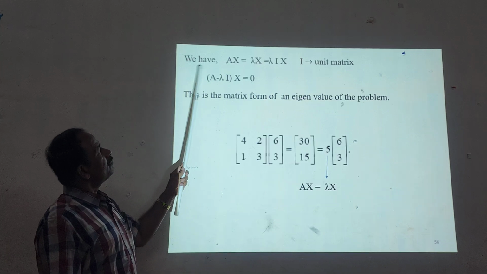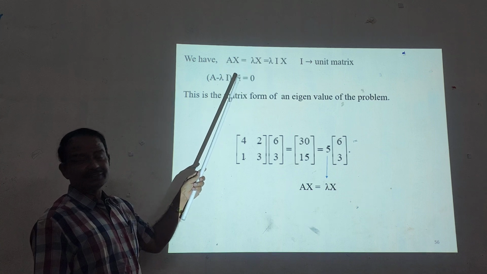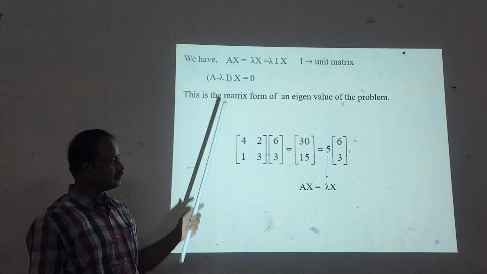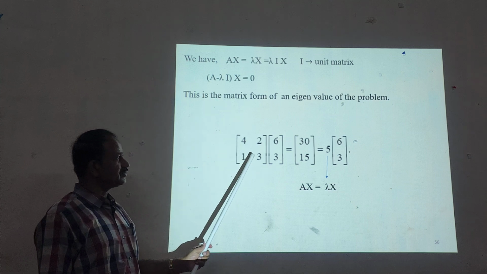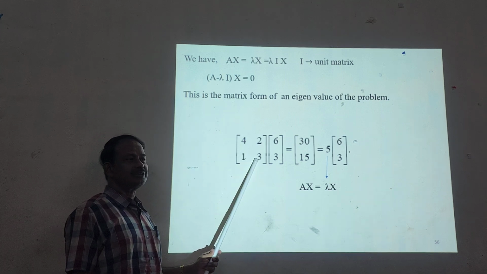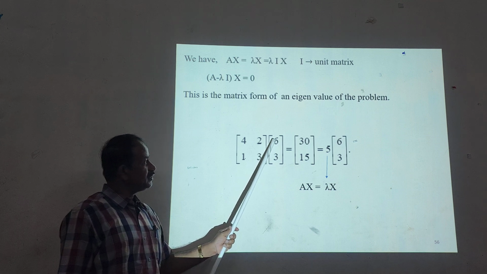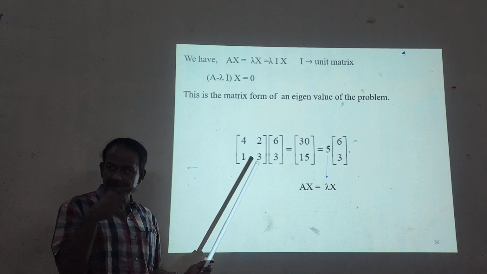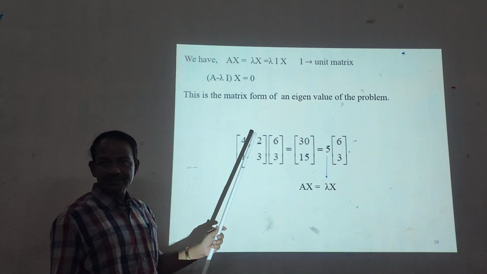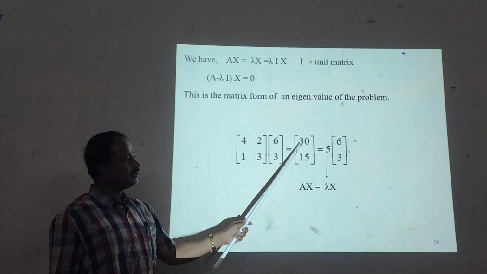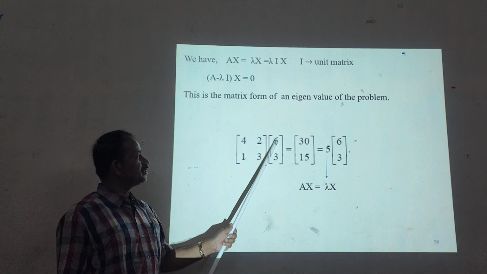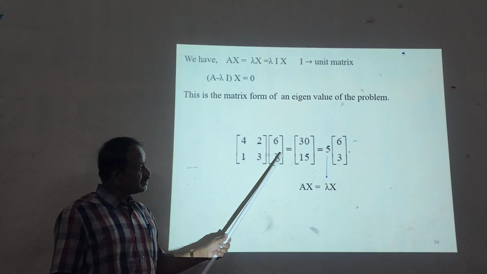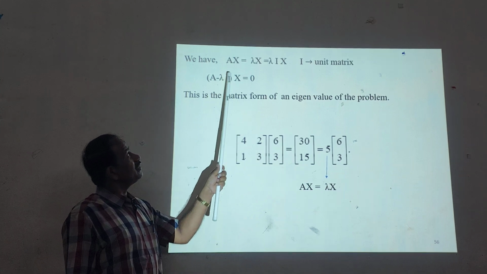For example, we have Ax equal to lambda x. As I said, this is an eigenvalue equation. So you can also write it as A minus lambda I times x equal to 0. Now, for example, take a matrix A, 4, 2, 1, 3, and this eigenvector 6, 3. Now you have matrix multiplication: 4 multiplied by 6 plus 2 multiplied by 3 will give you 30. Similarly, 1 multiplied by 6 plus 3 multiplied by 3 will give you 15.